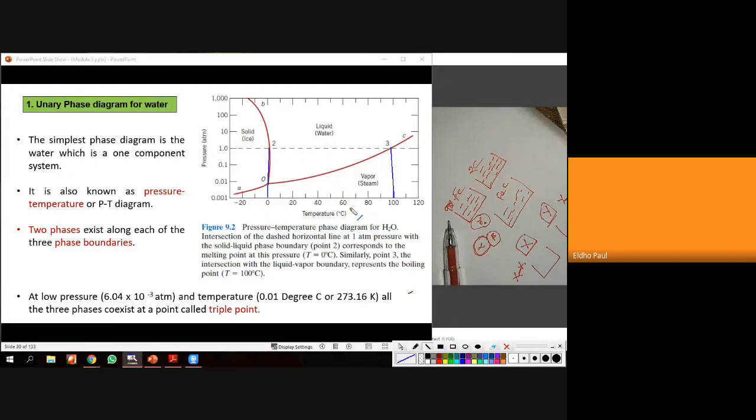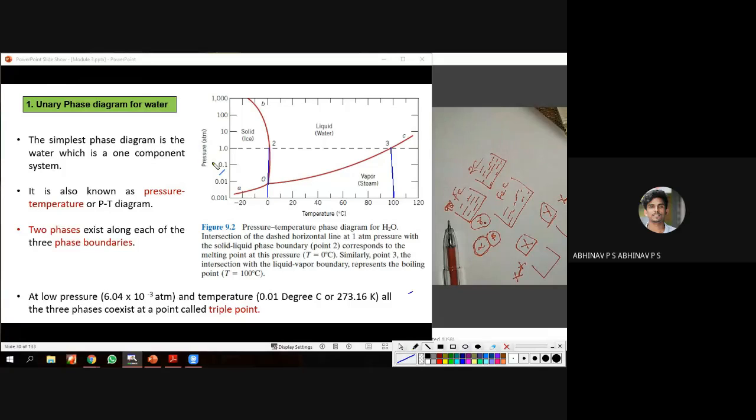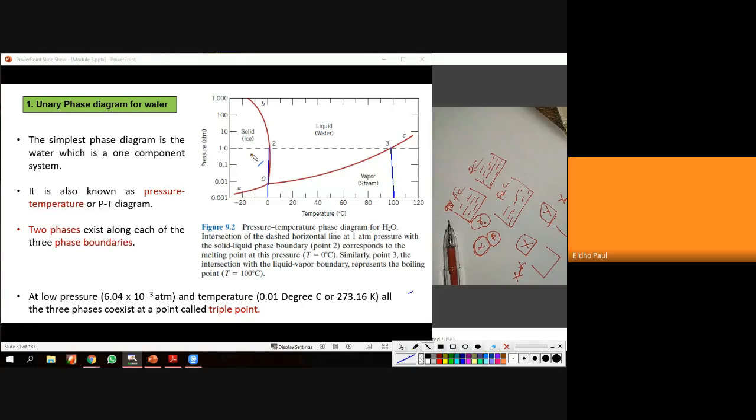Similarly, I am reducing the pressure. For example, when you go to a high altitude space, for example, I'm going to Munnar, where the altitude is higher. What about the pressure? Does pressure increase or decrease with respect to altitude? Decreasing. So pressure will decrease. So when I go to high altitude, for example, it is reduced to 0.5 atmosphere. Here this is the line of 0.5 atmosphere pressure.